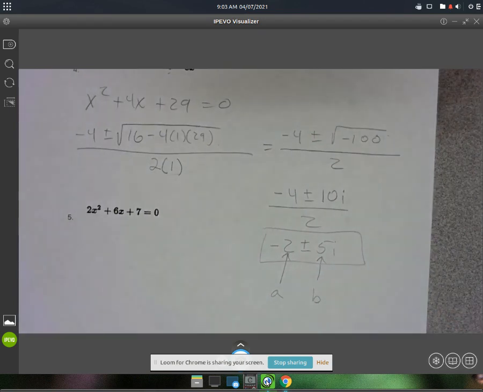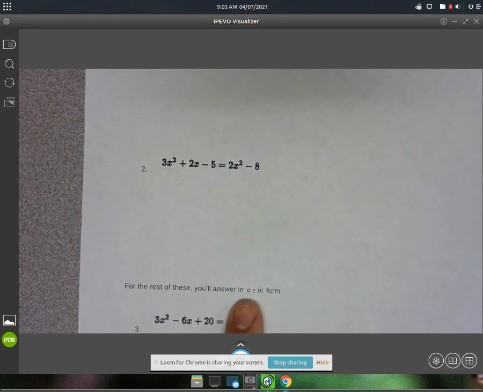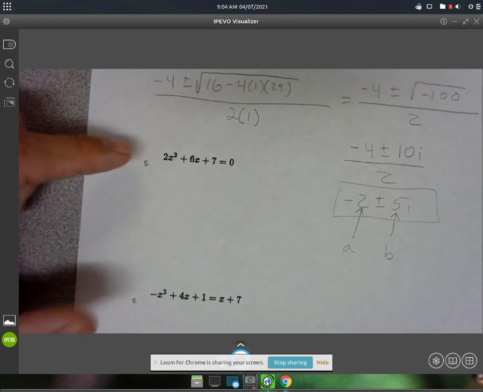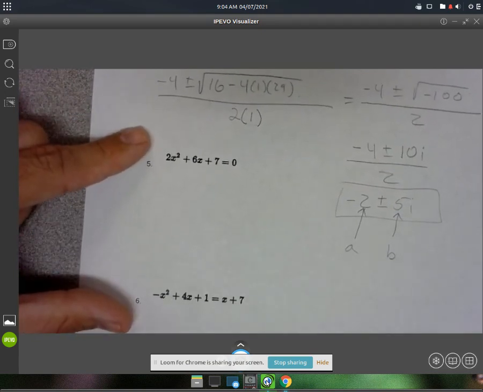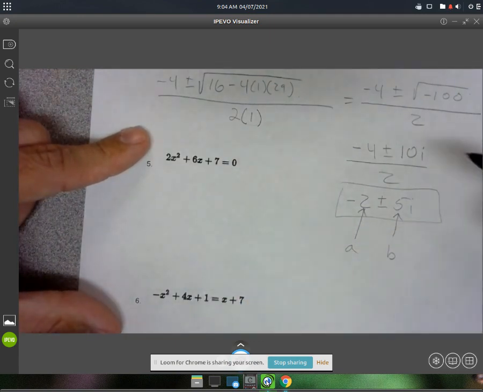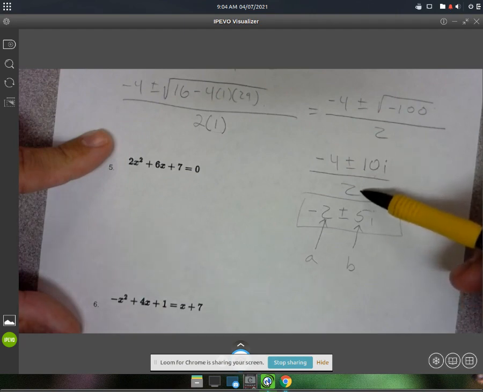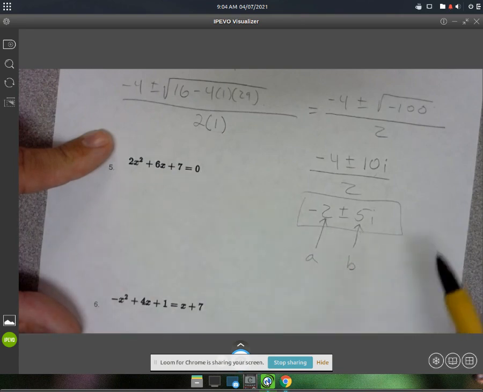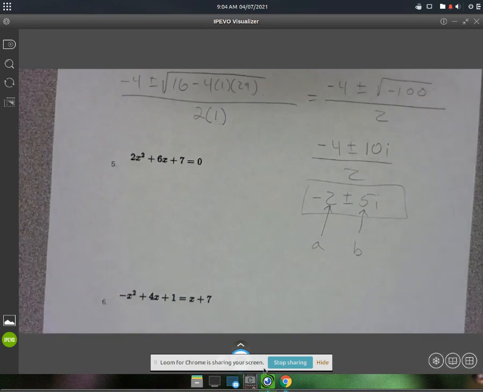All right. For these other two, if you read on Canvas, it's actually like I put on there that you're answering in a plus bi form, and you are. But on Canvas, what you're going to end up with are decimals for your a and your b. All right. So whatever you work out, if you get to a step like this, when you divide by 2, you're not going to be left with a nice whole number like 2 and 5. You're going to be left with nasty decimals. All right, so just a warning on 5 and 6, that's what's going to happen.